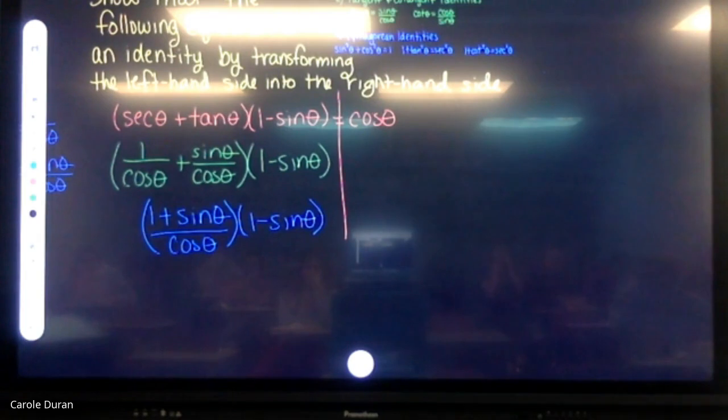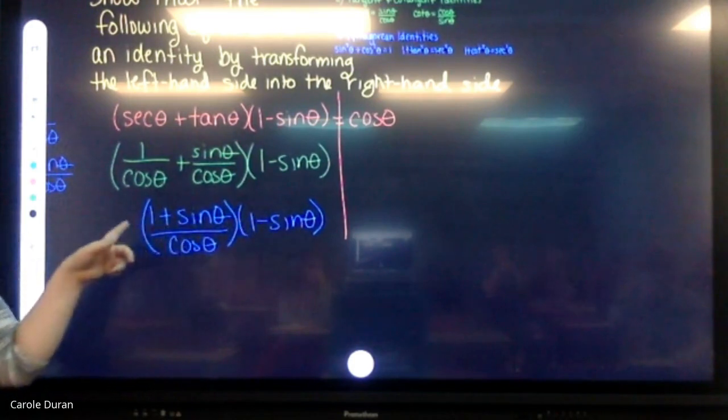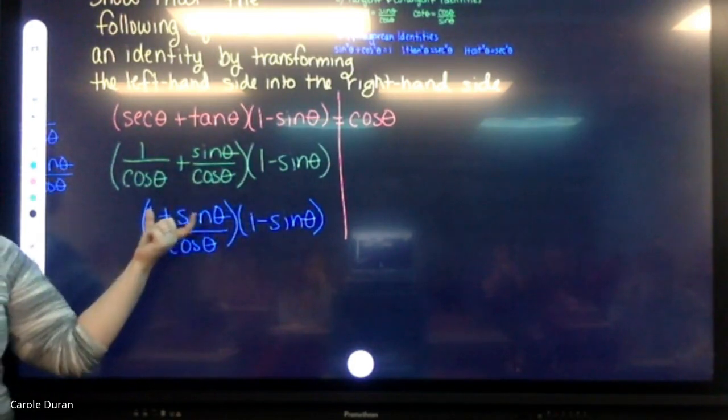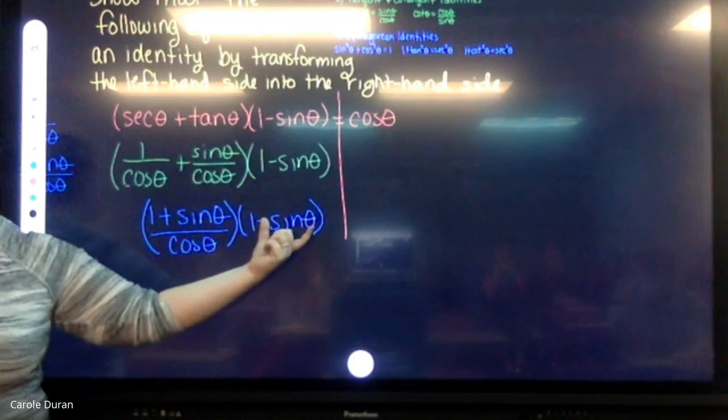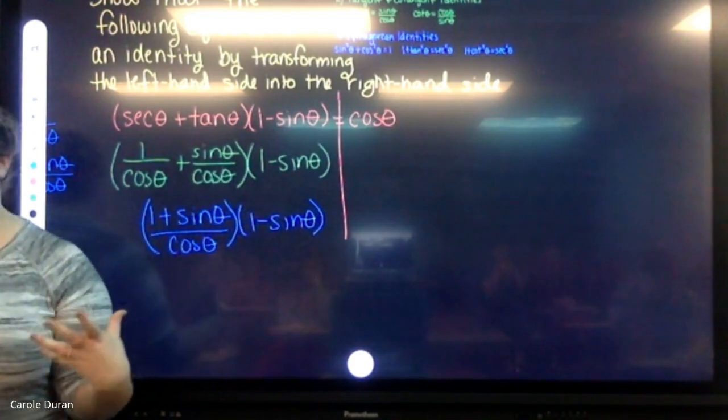Could you multiply both sides by, or make it a fraction over itself and then multiply to cancel out? We could, but that's actually kind of just going to bring us back to where we were before. But what I could do instead is I could FOIL this out. So I'm going to take 1 plus sine of theta times 1 minus sine of theta, and my answer is going to be over cosine, and then I'm going to see if I can simplify further from there.